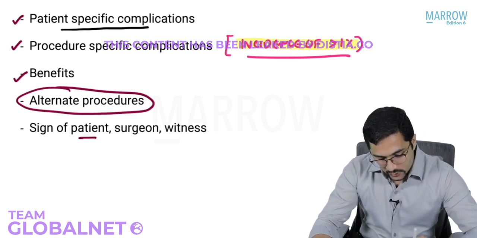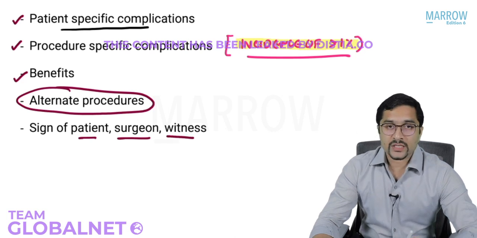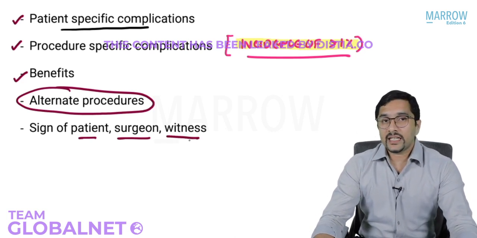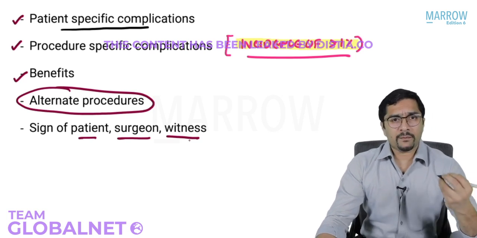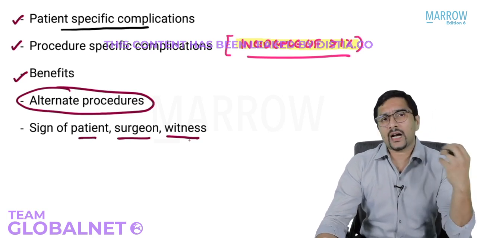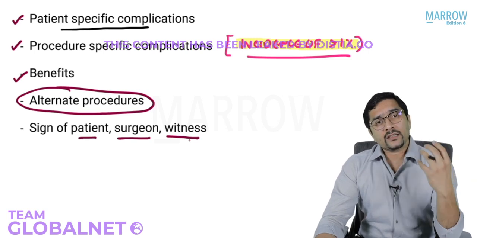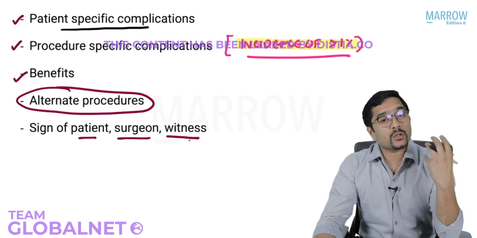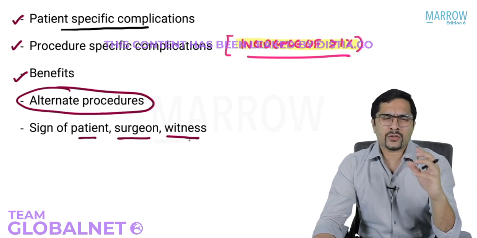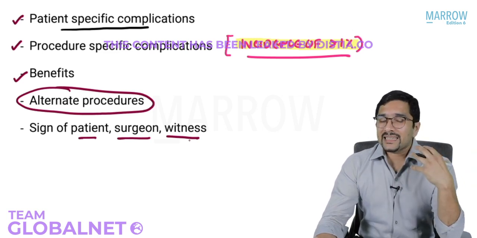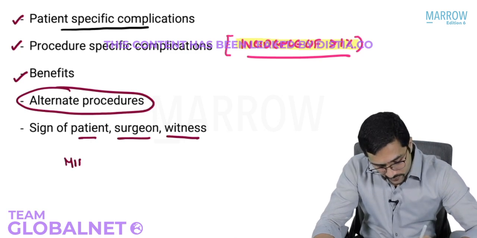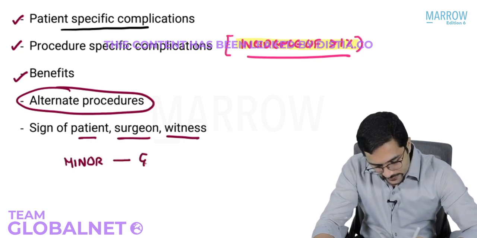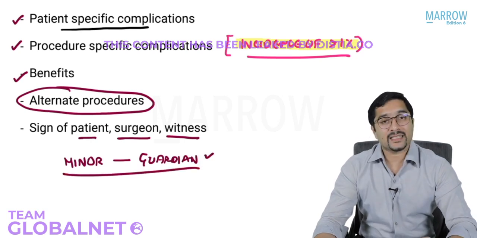And the patient needs to sign this, the surgeon needs to sign the consent, and a witness needs to sign the consent. Now we also sometimes get foreign patients, like I get patients from Iraq, Ukraine. So there the foreign interpreter, the person who understands their language, also has to sign the consent. And in the case of a minor patient, right, the guardian has to sign. The guardian has to sign the consent as well.